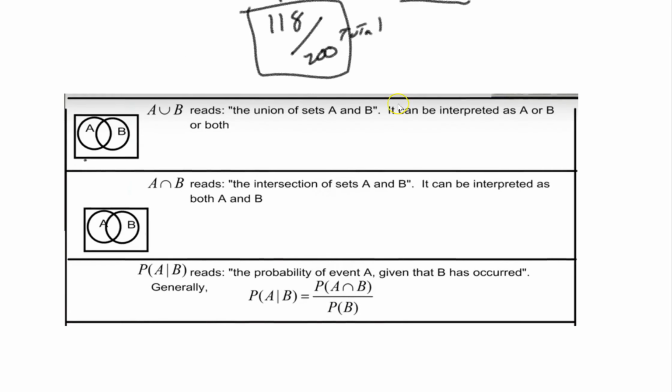Next, let's talk about some probability terms. So A U B is A union B. Remember what union means? It could be in A or in B or in both. So it's in either of these. It could be in A, it could be in B, or it can be in both.